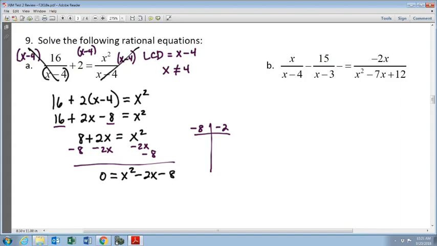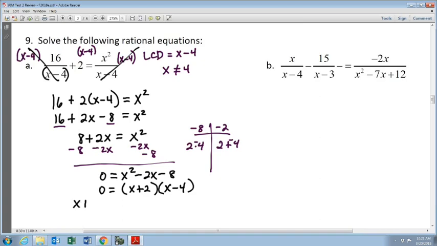So, let's see, that's going to be 2 and 4. And notice we need to make the 4 negative. So 2 times negative 4 is negative 8, and 2 plus negative 4 gives you the negative 2. So since this is a 1x squared, I can go ahead and put those numbers in with an x, and we get x plus 2 times x minus 4.